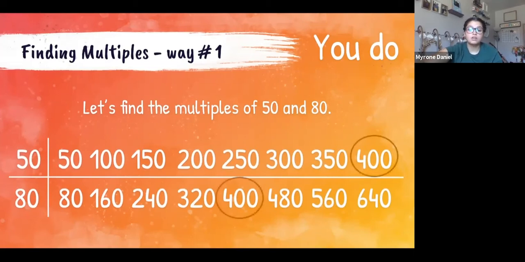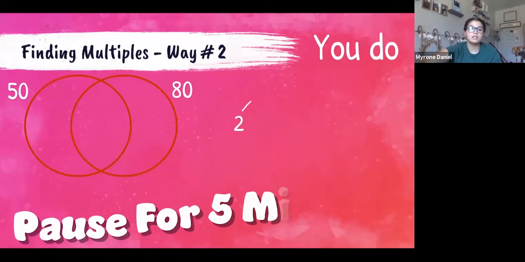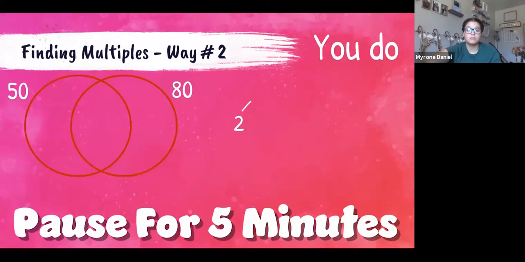Okay, if you circled 400, you're correct. That is also going to be your least common multiple. 400 is the least common multiple between 50 and 80. So now let's find our multiples. Do your factor trees of 50 and 80 to test out and make sure that 400 is the least common multiple between these two numbers.